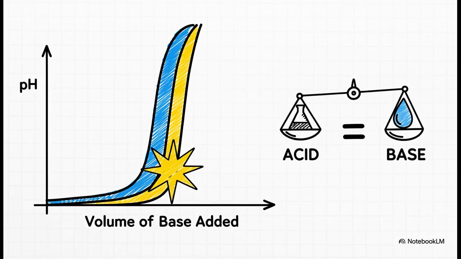And now, for the climax of our story, the equivalence point. This is that exact moment when the amount of base we've added perfectly matches the amount of acid we started with. See that massive, almost vertical jump in pH? That's our signal. That tells us the reaction is done.